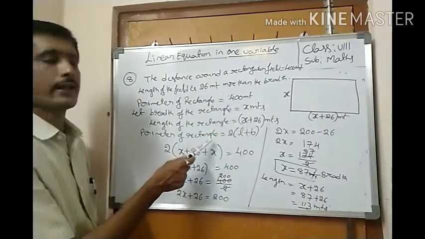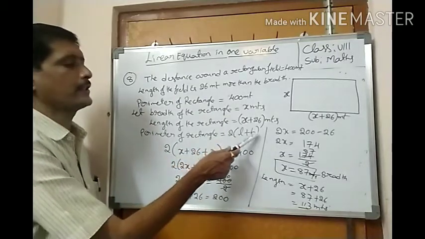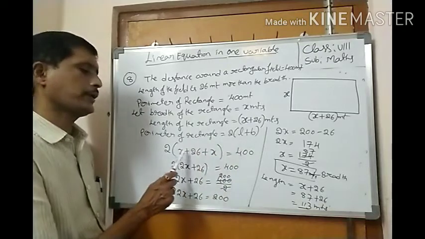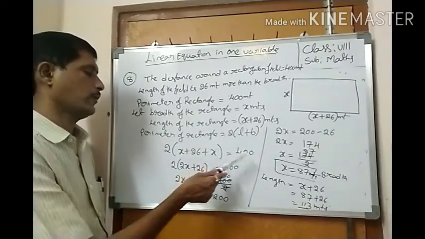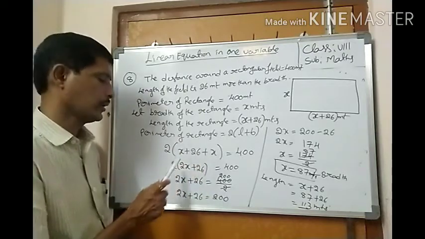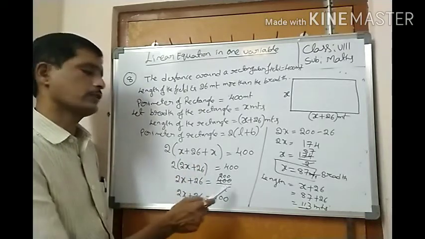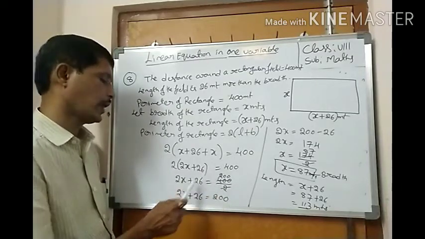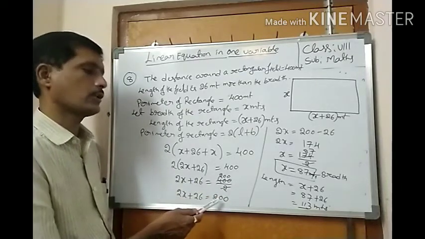Perimeter of the rectangle is equal to 2 into (L plus B). Here substitute the L value and B value: 2 into (x plus 26 plus x) equal to 400. Therefore 2 into (x plus x), that is 2x plus 26, equal to 400 by 2, that is 200. So 2x plus 26 equal to 200.